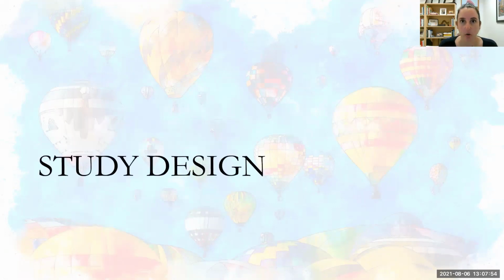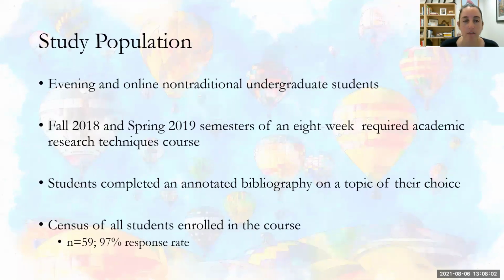So I have my research questions. I'm doing a mixed method study. I have quantitative and qualitative data that I'm going to be collecting. How did I design it? The first thing I want to talk about is my study population.